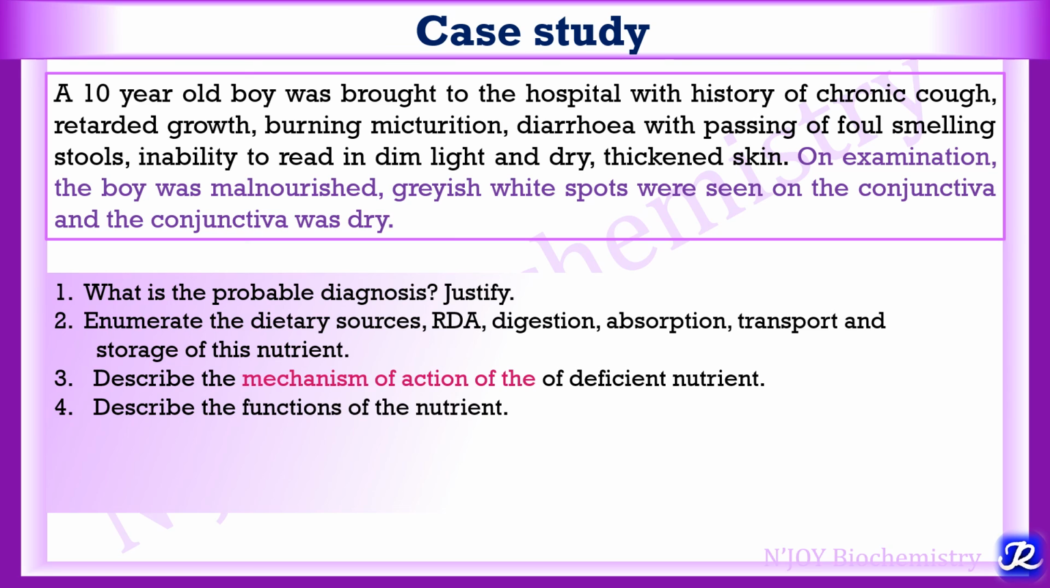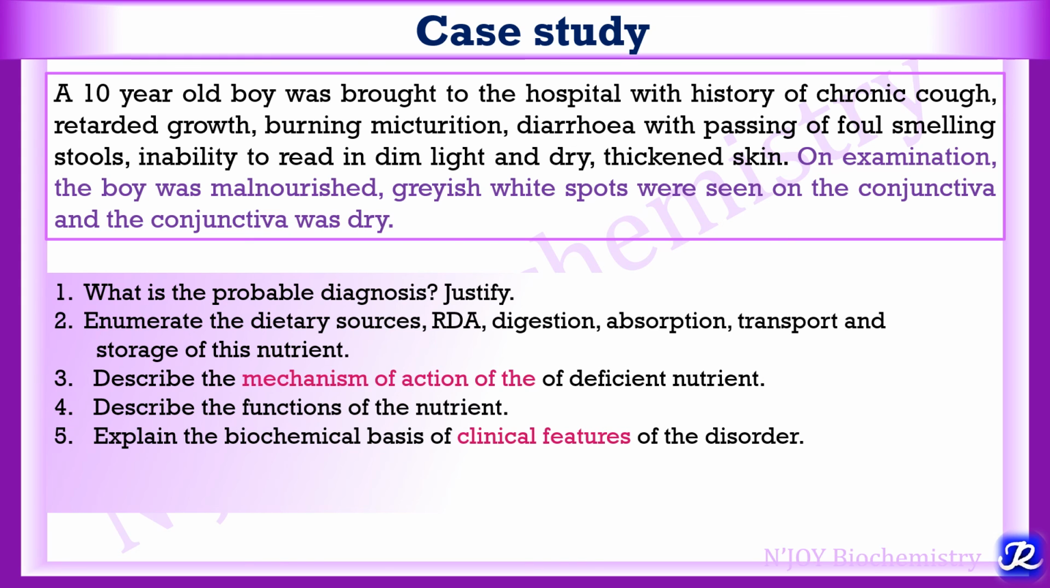Functions: we have seen various functions, the role in vision, role in the reproductive system, role in growth and differentiation, role in skin and epithelial tissue maintenance, antioxidant function, various immunological functions, and various other functions like gluconeogenesis, cholesterol synthesis, transferrin synthesis, etc. Biochemical basis of clinical features of the disorder: as it performs a variety of functions, if there is deficiency, it will result in deficiency manifestations. So that is the biochemical basis of vitamin A deficiency.